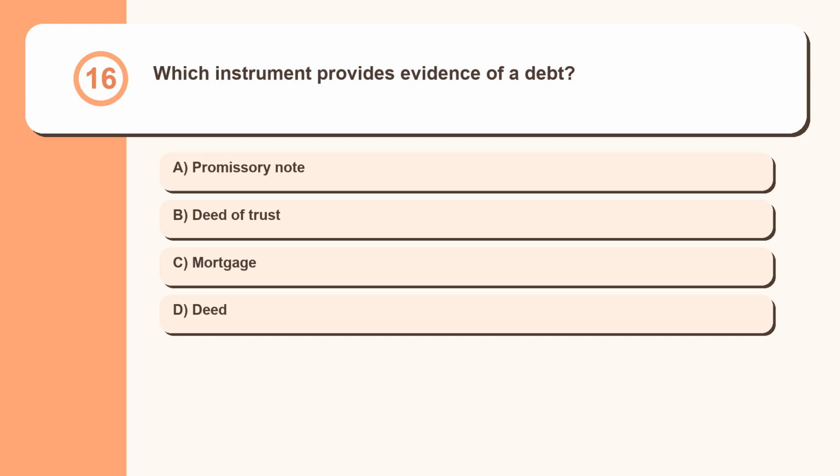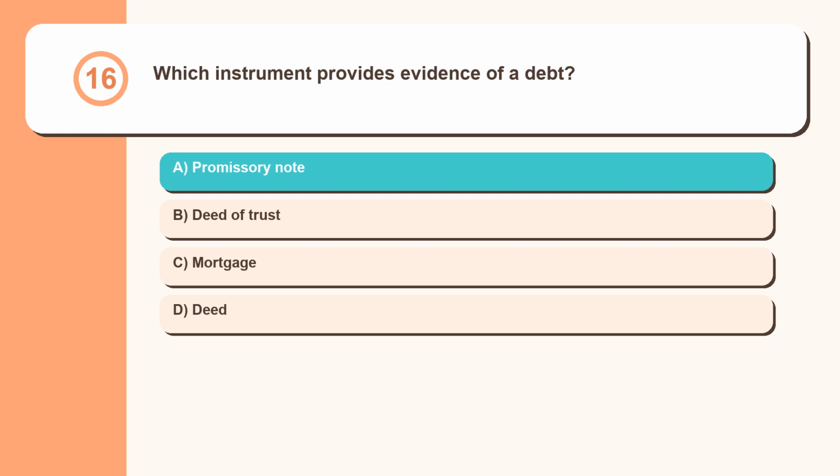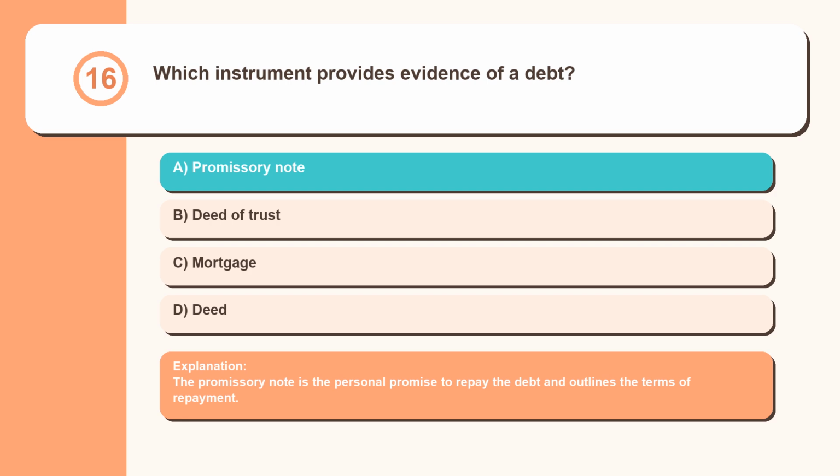Question 16. Which instrument provides evidence of a debt? Promissory note, deed of trust, mortgage, deed. The promissory note is the personal promise to repay the debt and outlines the terms of repayment.